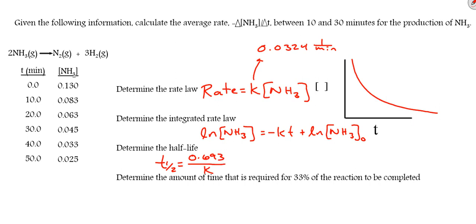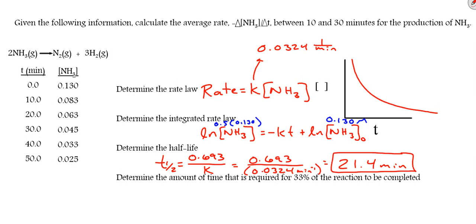Now, if I didn't want to do that, what I could do, just so you understand, is I could plug in this amount for here, and then I could take 50% of my original amount. But I'm not going to do that. Plugging that in, I get a half-life of 21.4. Make sure you look at the units, minutes.